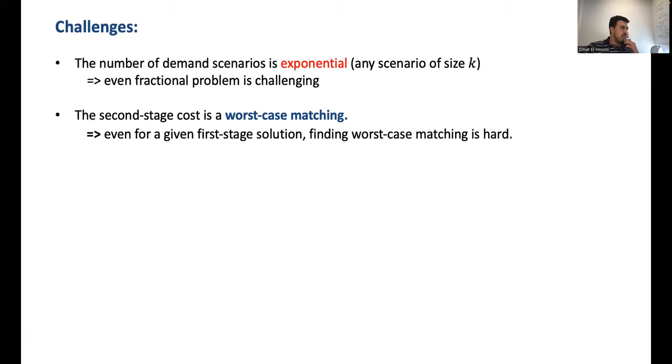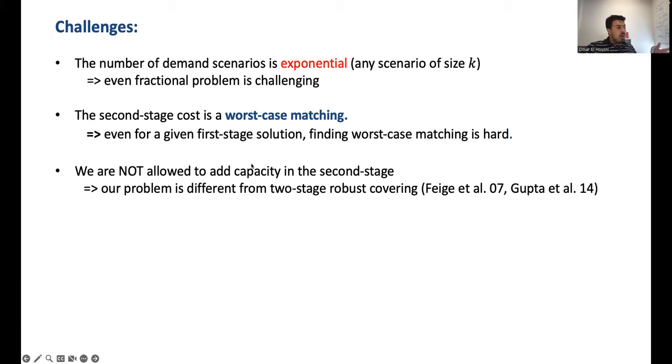And this last point is that we are not allowed to add capacity in the second stage. This is what makes the problem different from the literature on two-stage robust covering. If the recourse decision allows you to restock or replenish or add supply, this is more like a two-stage robust covering problem, because the constraints are going to be covering constraints. It has been studied starting with the work of Feige, Vahab, and the work of Gupta, Nagarajan, and Ravi, and as well by me and Vineet Goyal, who have some papers on two-stage robust covering. But this is not two-stage robust covering specifically, because we are not adding capacity in the second stage.